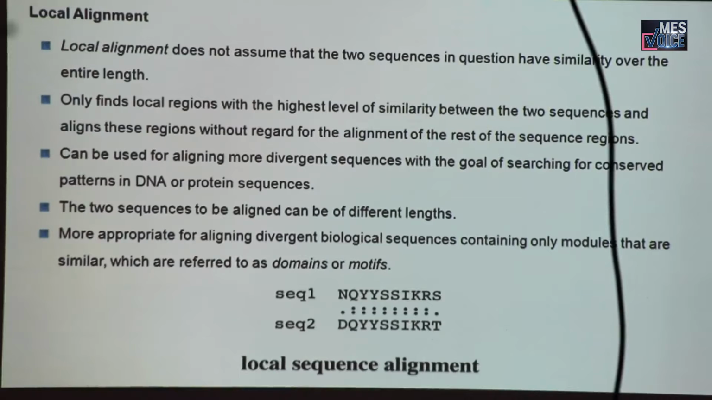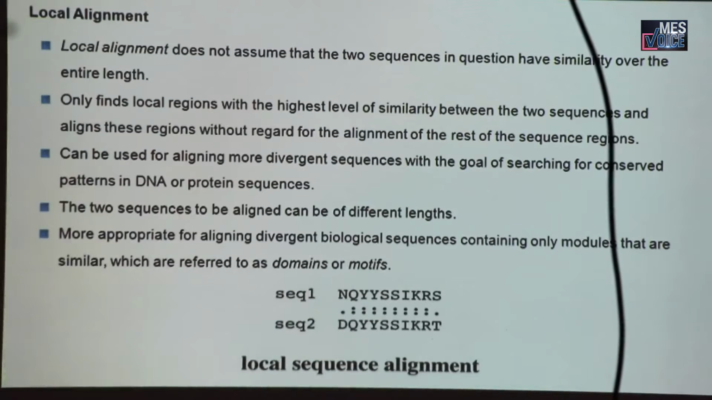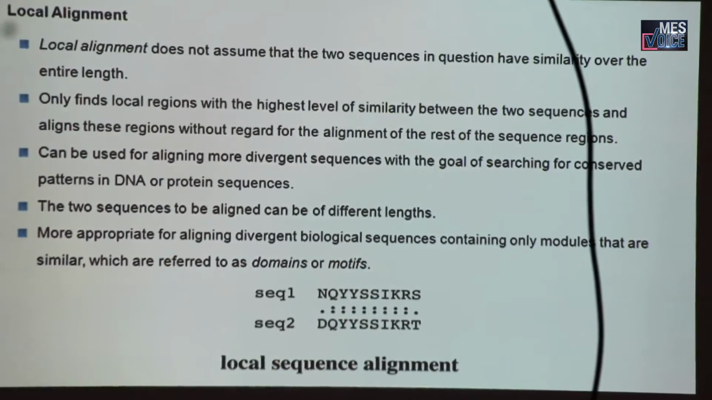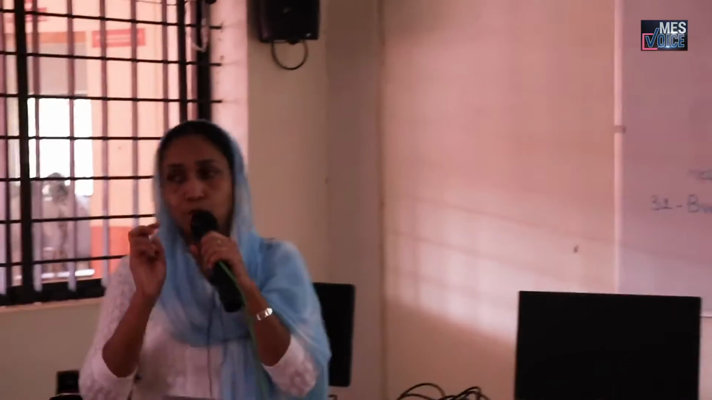So here what is considered is the local similarity of the sequences, not the whole length similarity. Length is not considered in local alignment. In global alignment, the whole length of the sequence is considered, of both the sequences. We are comparing two sequences. Then local similarity is considered in local alignment. Length is not considered in local alignment. But in global alignment, the whole similarity is considered and length is a factor.